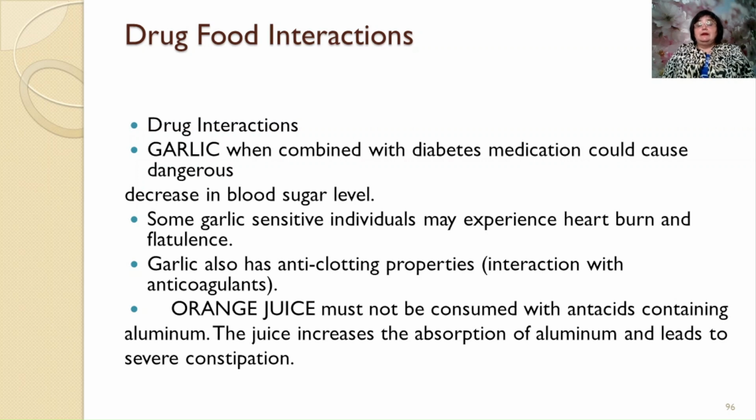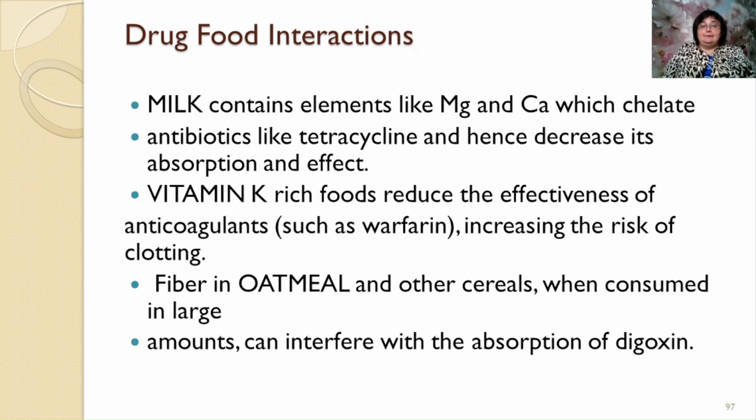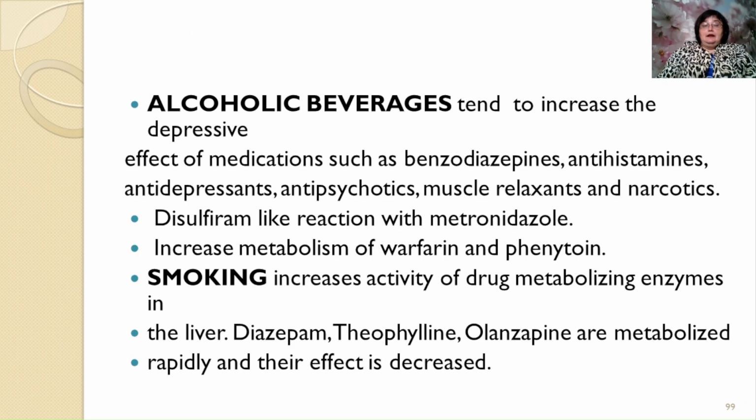Orange juice must not be consumed with antacids containing aluminum. The juice increases the absorption of aluminum and leads to severe constipation. Milk contains elements like magnesium and calcium which chelate antibiotics like tetracycline and hence decrease the absorption and effect. Vitamin K-rich foods reduce the effectiveness of anticoagulants such as warfarin, increasing the risk of clotting. Fiber in oatmeal and other cereals, when consumed in large amounts, can interfere with absorption of digoxin. And for example, alcoholic beverages tend to increase the depressive effects of medications such as benzodiazepines, antihistamines, antidepressants, antipsychotics, muscle relaxants, and narcotics.